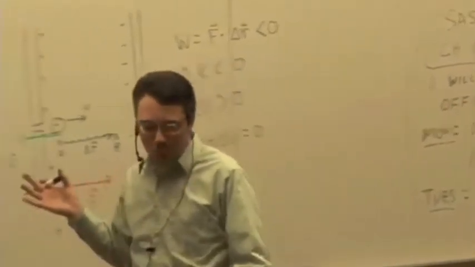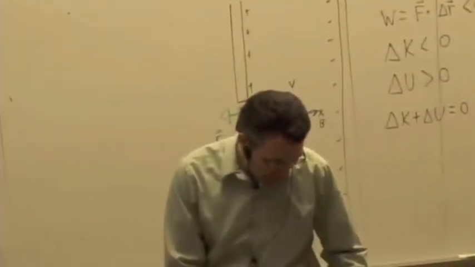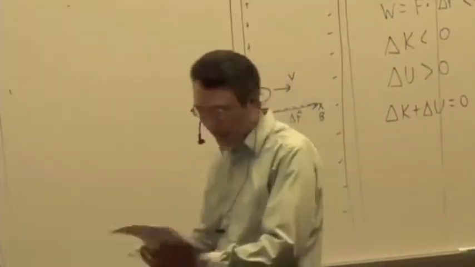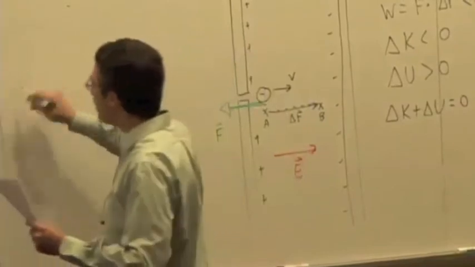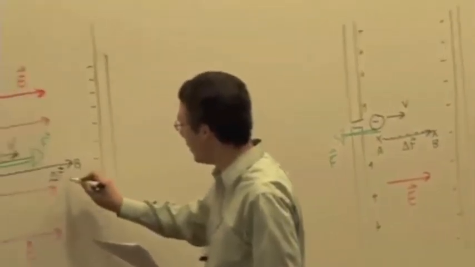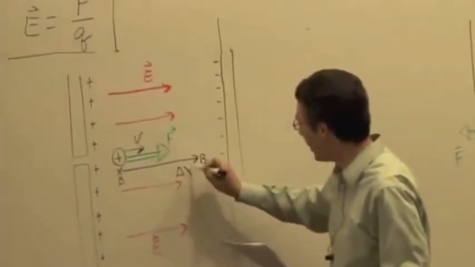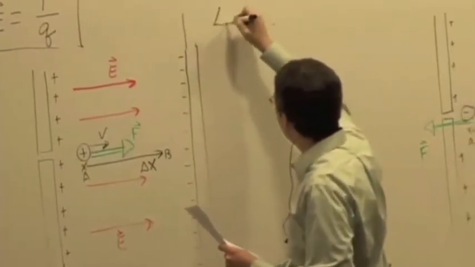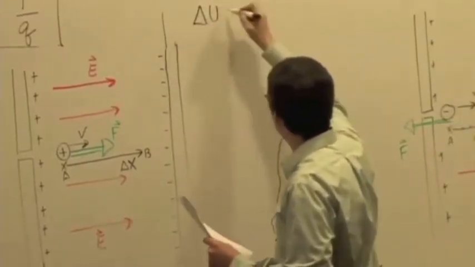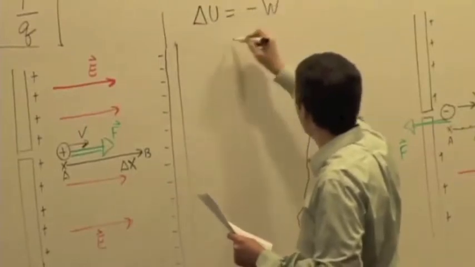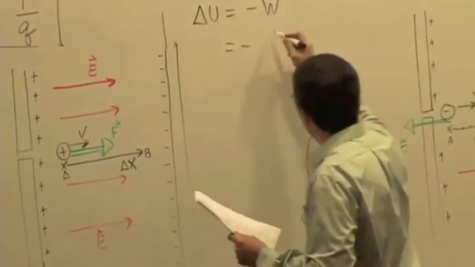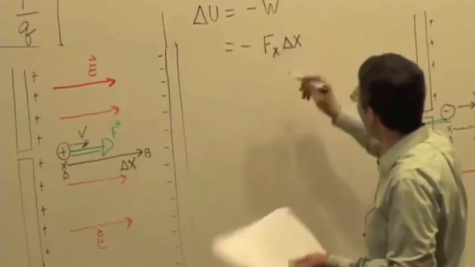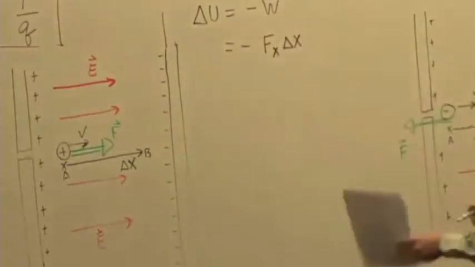So let's actually work this out and calculate the potential energy for each case. Let's call this displacement delta x. So we have a potential energy that's going to be equal to the negative of the work. The work is Fx times delta x, and there are no y and z components in this case.